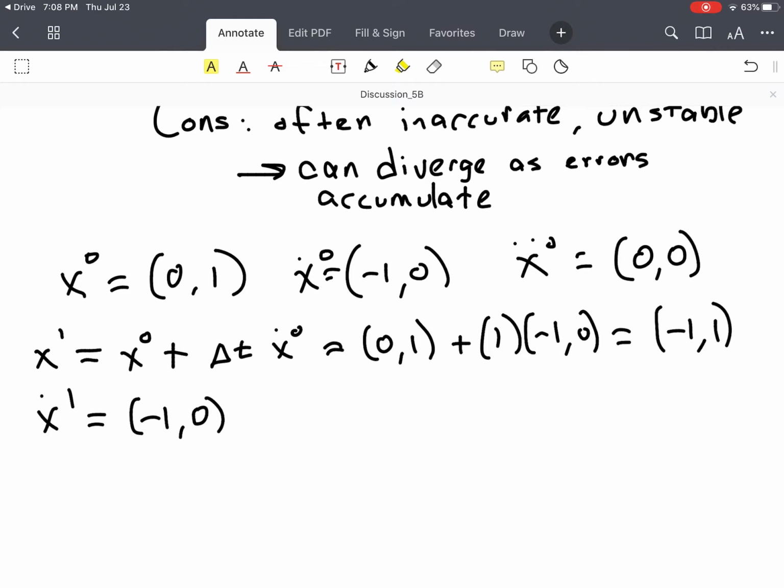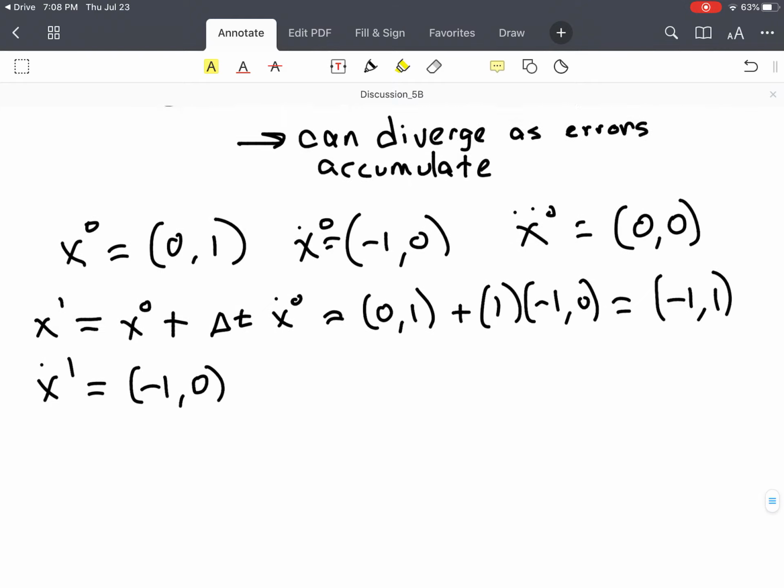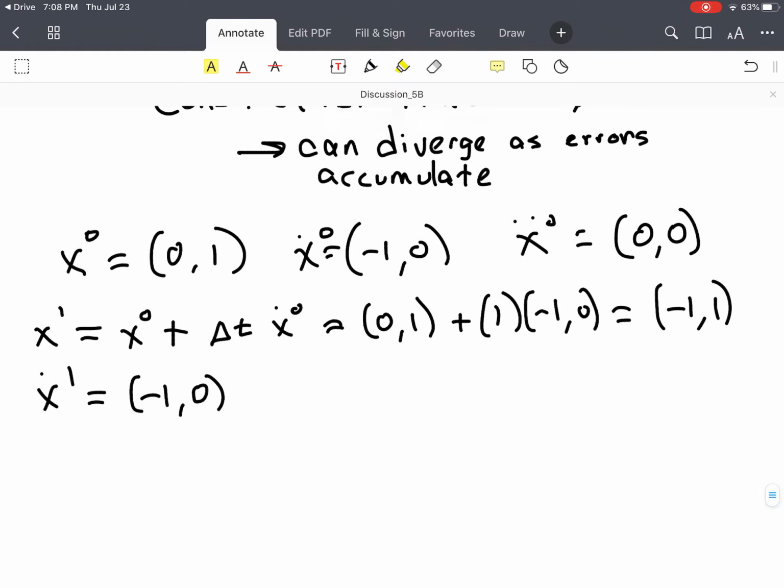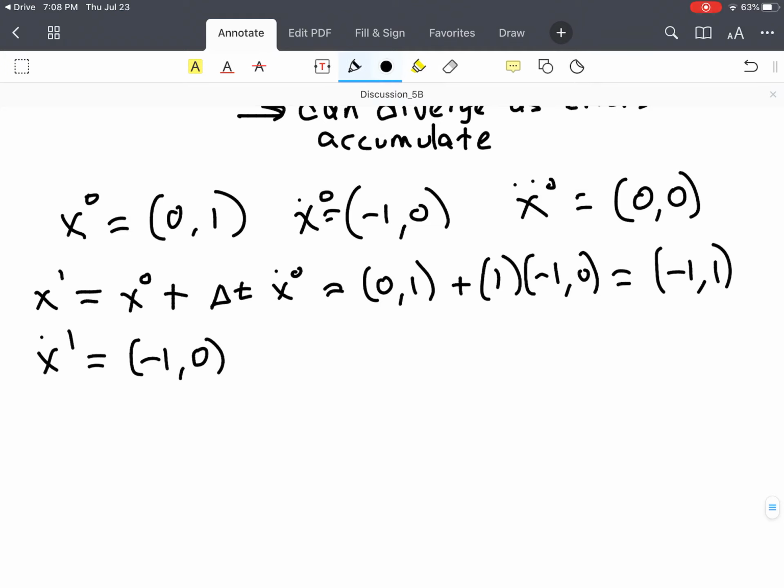Okay, so there we go. We have the position at time 1 and the velocity at time 1. And so now let's get to the interesting part, and that is the acceleration. Okay, so we have a few different things here. So we need a few different equations to set this up.